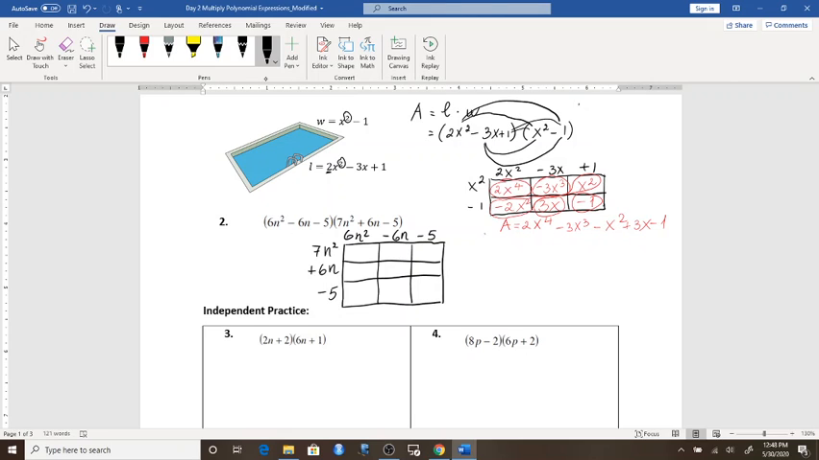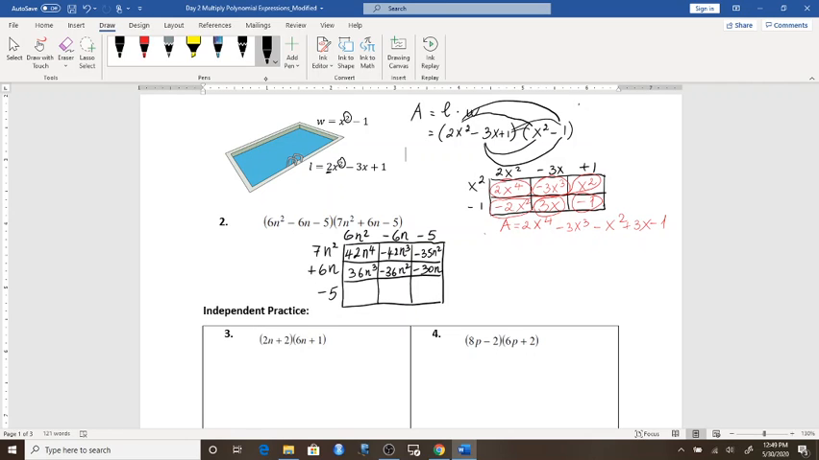7 times 6 is 42 n to the power of 4. 7n squared times negative 6n is negative 42n to the power of 3. 7n squared times negative 5 is negative 35n squared. And then 6n times 6n squared is 36n cubed. 6n times negative 6n is negative 36n squared. And 6n times negative 5 is negative 30n.